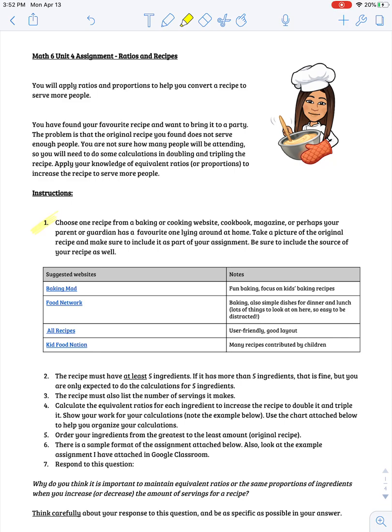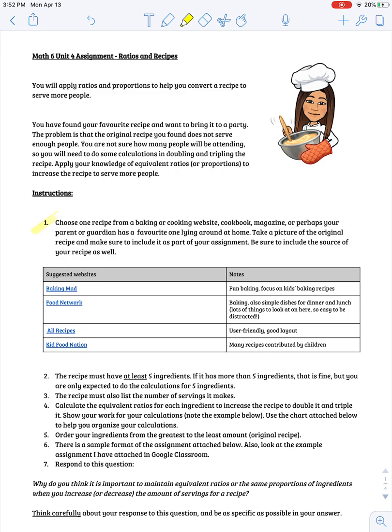So number one, you can choose a recipe from a baking or cooking website, a cookbook, a magazine, or perhaps your parent or guardian has a favorite one lying around at home. Now, I understand you had a French assignment as well having to do with baking, so you're more than welcome to use that same recipe because the intent of this assignment is different than what you did in that other subject. So I'm requesting that you take a picture of the original recipe and make sure you include it as part of your assignment. And if it's digital, just take a screenshot and make sure you include as much information, like all the ingredients and the instructions, as best as possible.